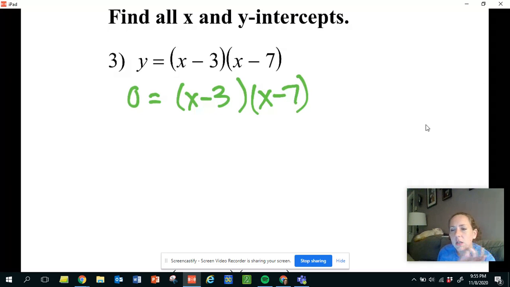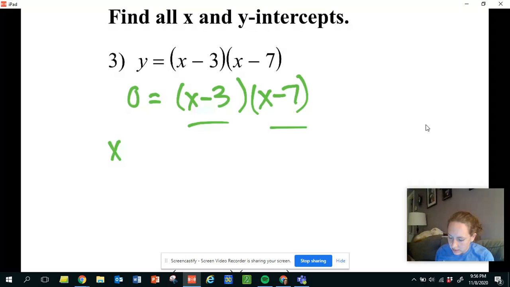Now, there's something called the zero product property. And what that means is if you have two things that are multiplied together and they equal 0, then either one or both of them has to be 0, because the only way to multiply stuff together to get 0 is 0. It's kind of like a common sense thing, but it's called the zero product property, because product is when you multiply things together.